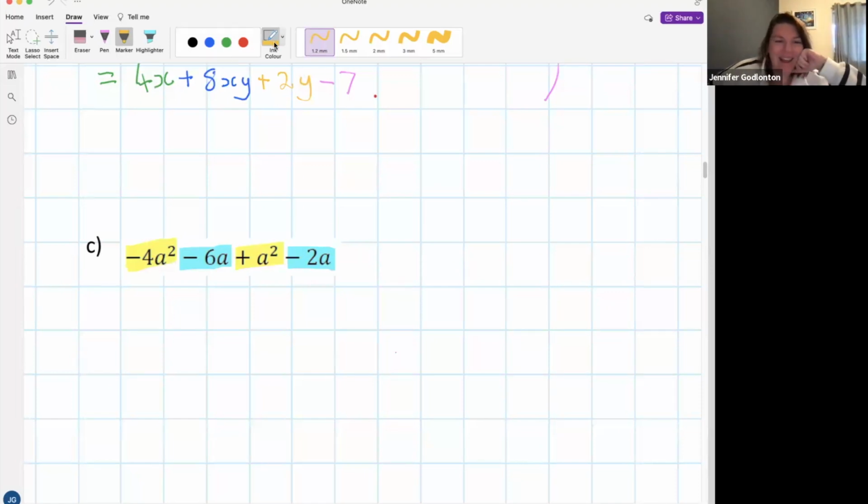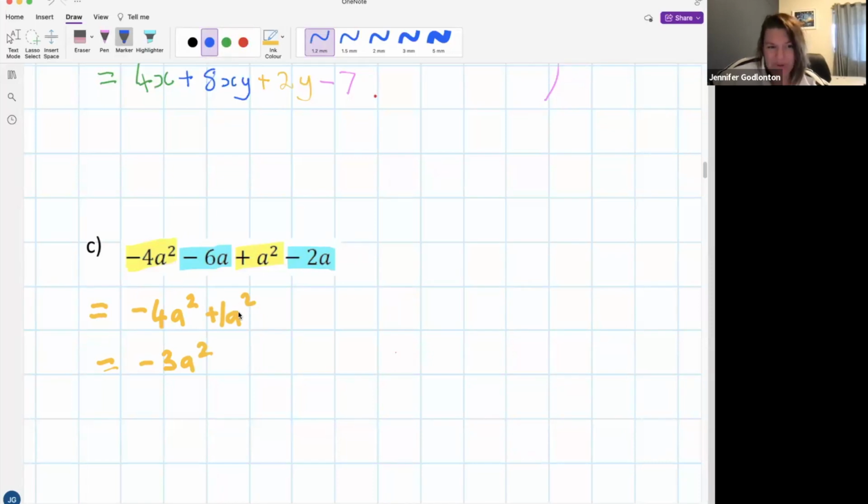All right, let's have a look. So we're going to start with our yellows. So I've got negative 4a squared plus a squared. So that's the same as saying negative 4 plus 1. And that's going to give me negative 3a squared. Okay, so if you get that, you get a mark.